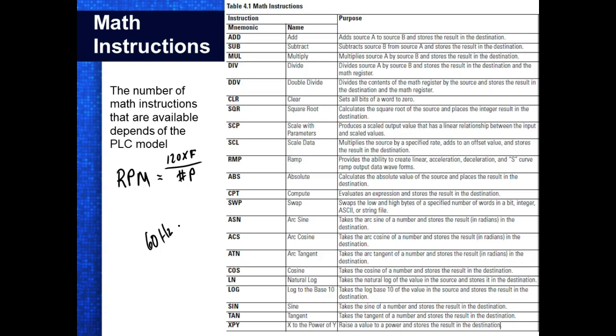So ABS, we know what ABS is, right? What's the absolute value? Positive. Everything's considered to be positive, right? It's the number regardless of the sign.